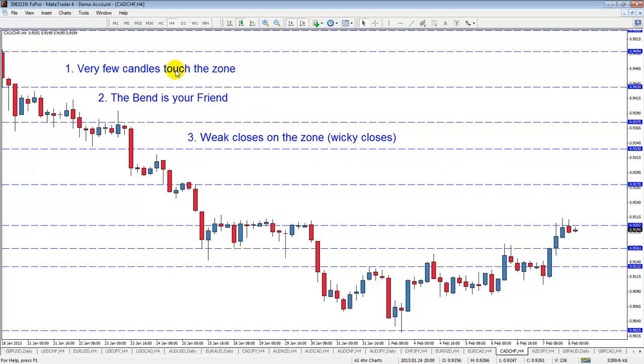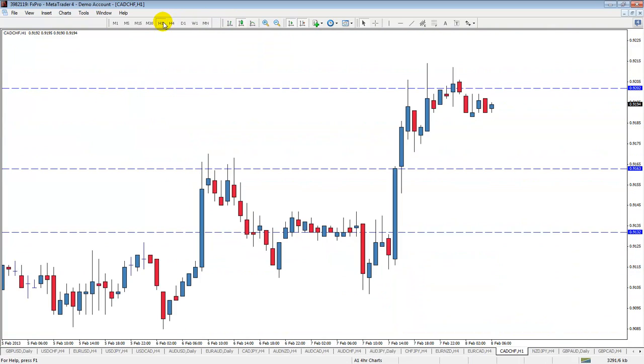So I want to see a few candles touch the zone. I want to see a nice bend on the line chart, and I want to see weak closes. So at the moment, this would be what I would call incomplete. We don't know what's happening here. Obviously, tonight we'll find out.